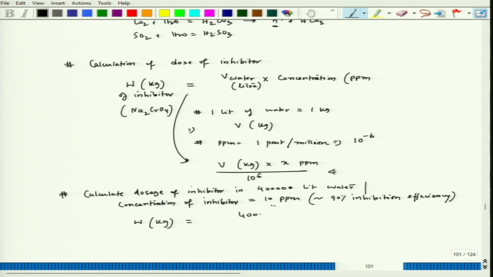So, 4 lakh liter means 400,000 kg of water into 10 ppm divided by 10 to the power 6. This is the amount of inhibitor that will be needed. So, we can calculate: 4 kg. So, like that way we can also calculate the dosage of inhibitor, but before that we need to find out what could be the optimum dose that should be used by looking at different aspects of the equipment or the material which actually is exposed to a certain medium or electrolyte, and it is also having some functions.